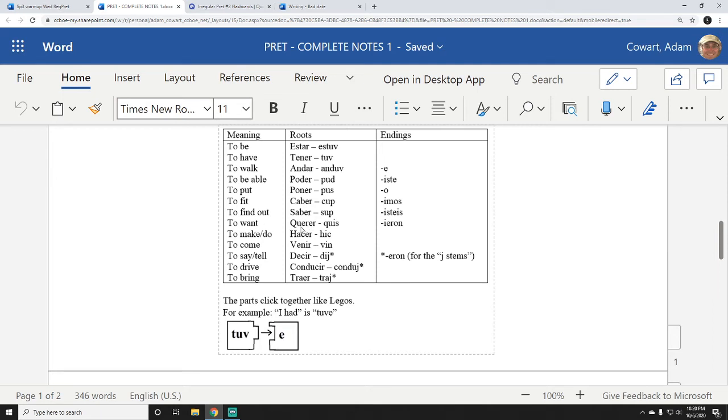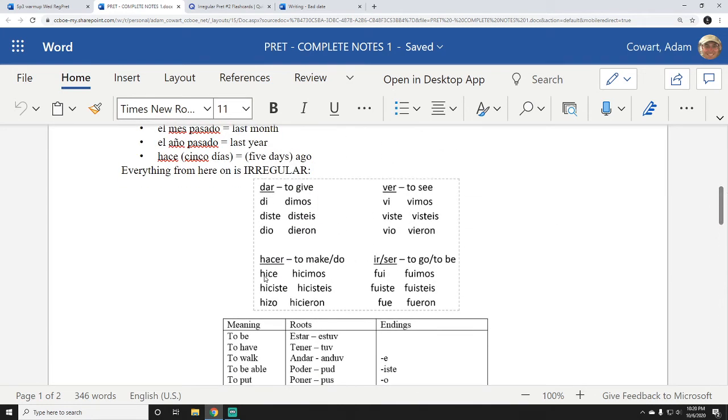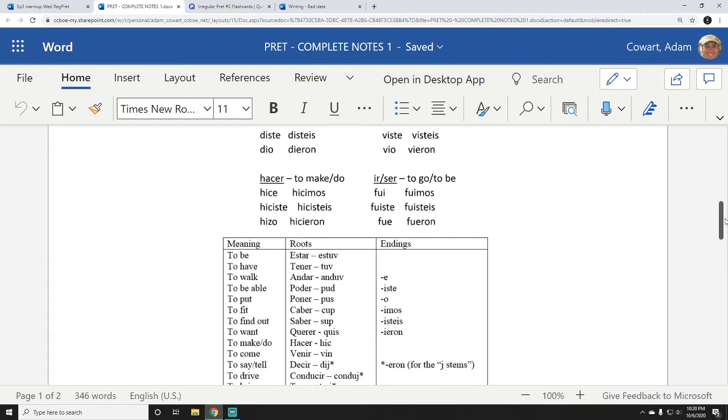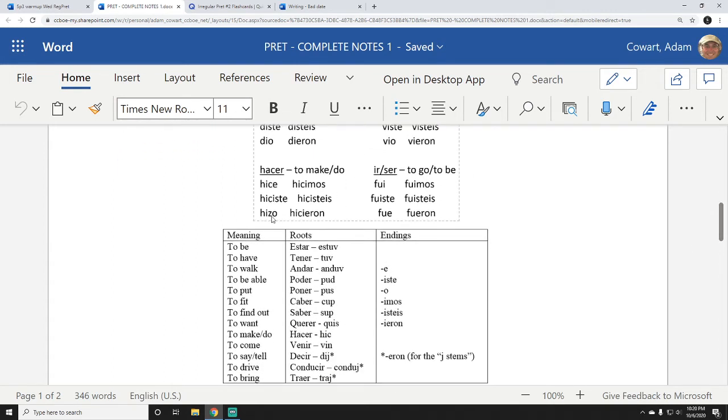Okay. To make or do is hacer, which turns into hic. Okay. And we went over those conjugations of hacer, which is right here. Hice, hiciste, hizo, hicimos, hicisteis, hicieron. All right, so we say hizo with the Z, so it sounds like the other ones. Hacer, hice, hiciste, hizo.